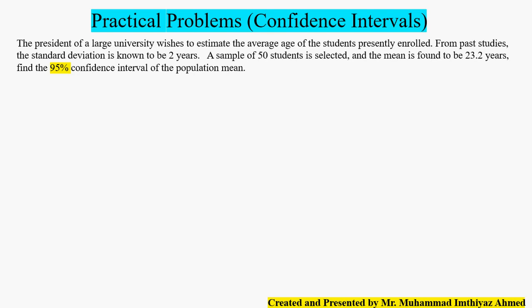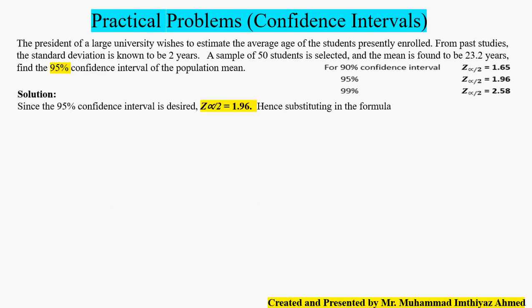What is a point to be kept in mind? I told you, whenever the confidence level is stated, either it is 90 or 95 or 99, we need to remember what is Z alpha by 2. In this problem, since 95% confidence interval is desired, Z alpha by 2 is 1.96. As you can see, it is 1.96, and after that we need to use the formula for solving this problem.